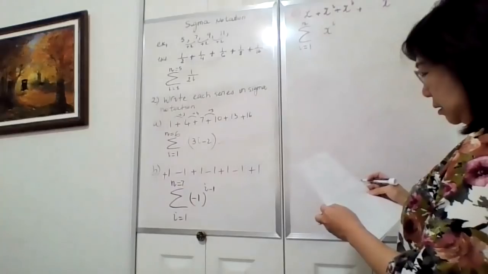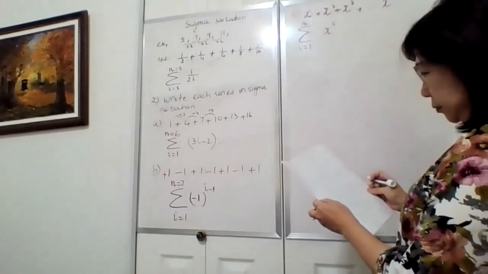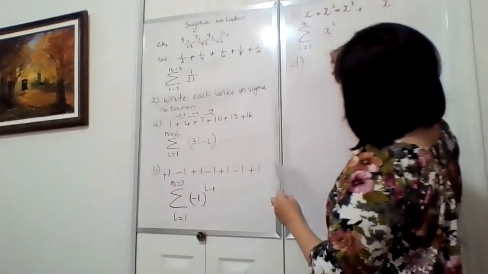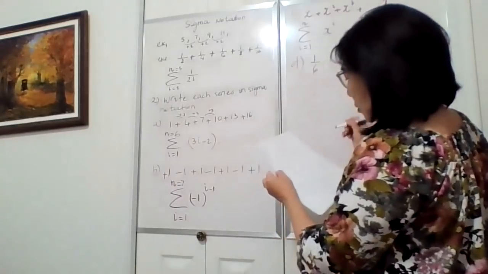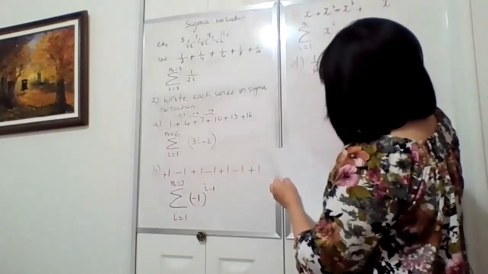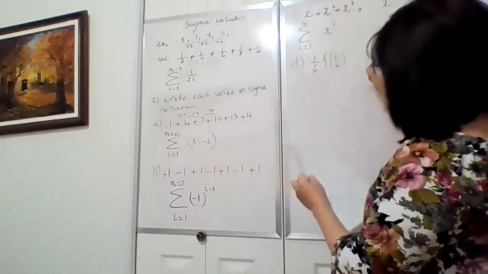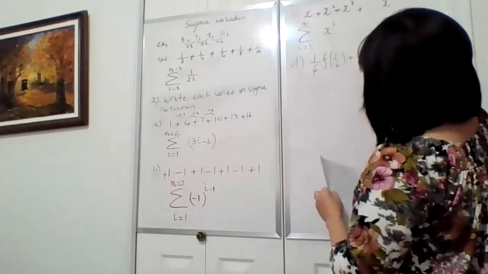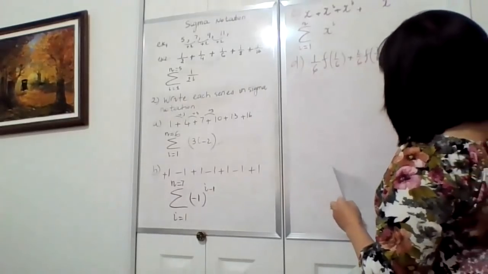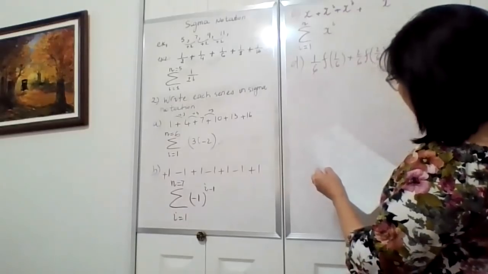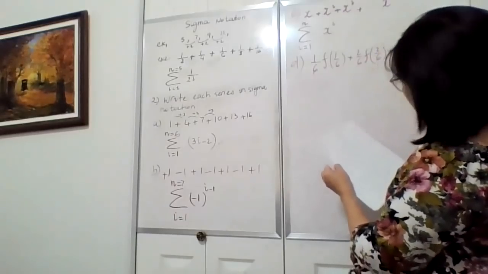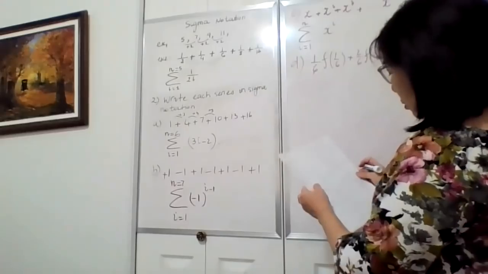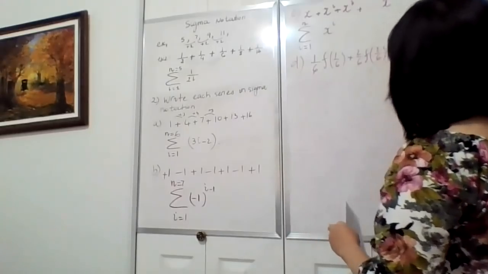Okay, let me give you another one here. Let's say if we have 1 over 6 and f 1 over 6, plus 2 over 6 and f 2 over 6, plus 3 over 6 and f 3 over 6, and so on, right?